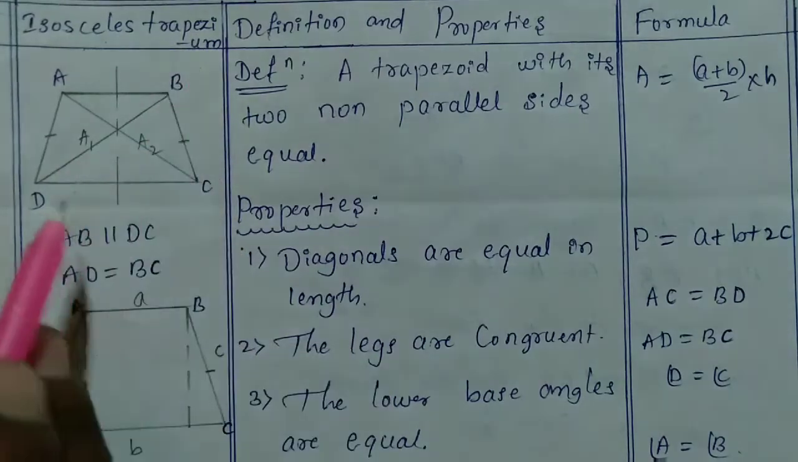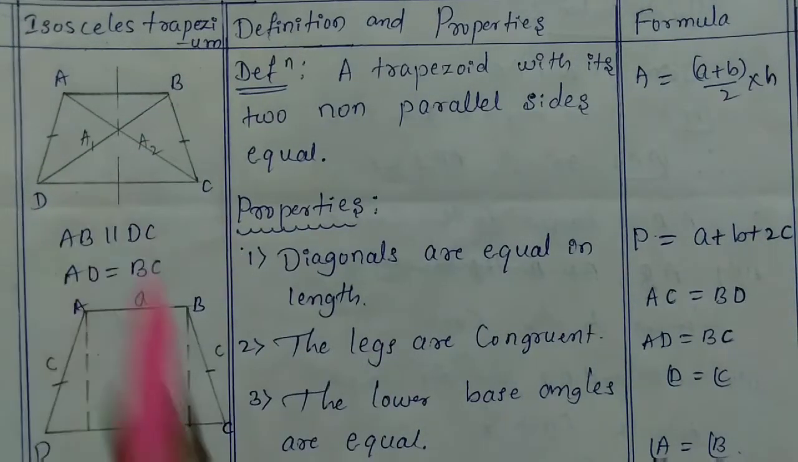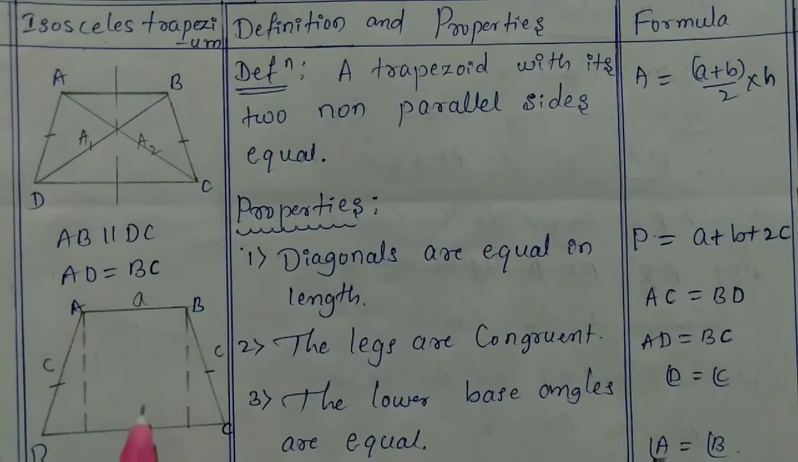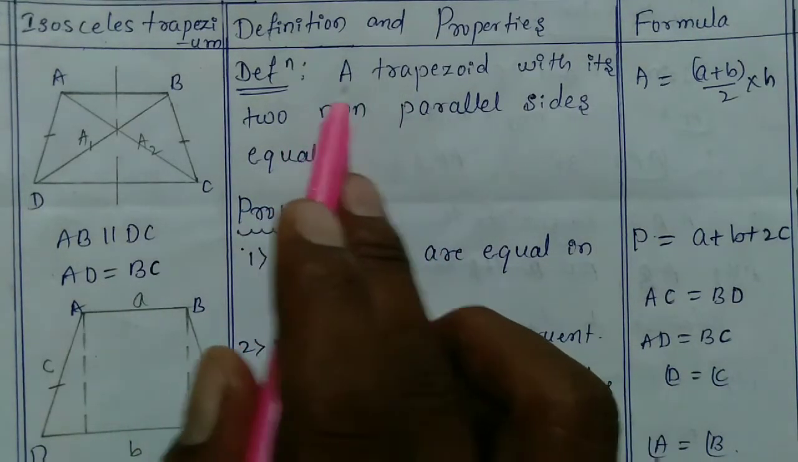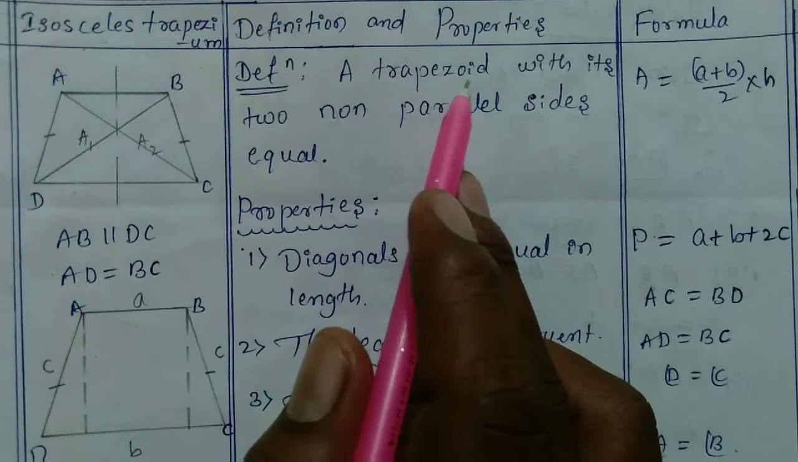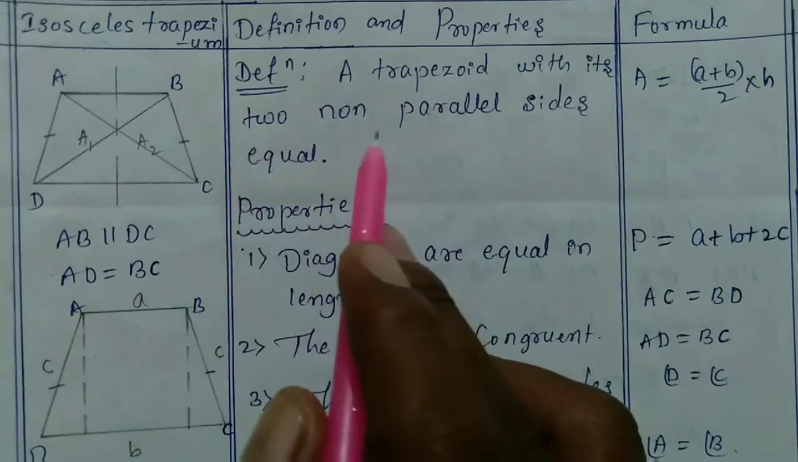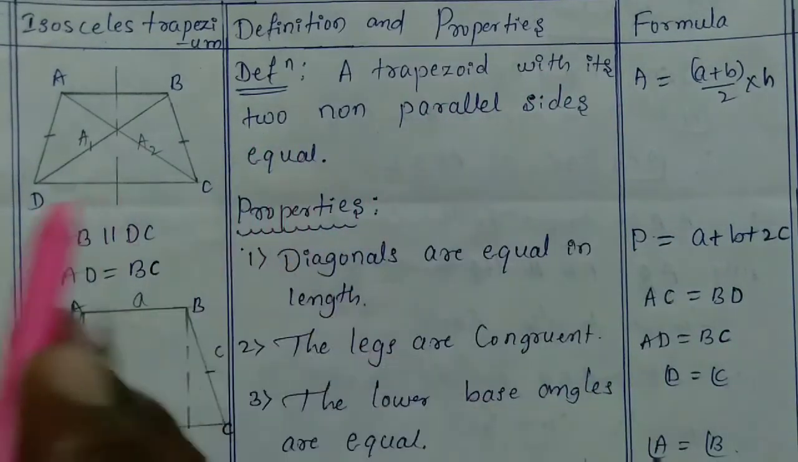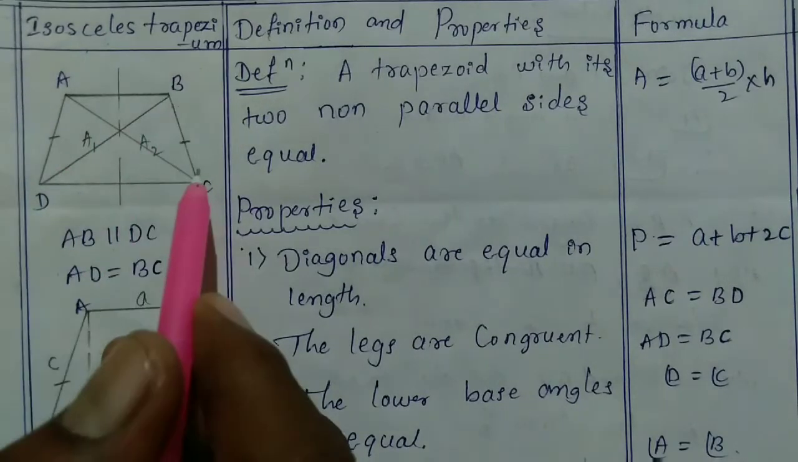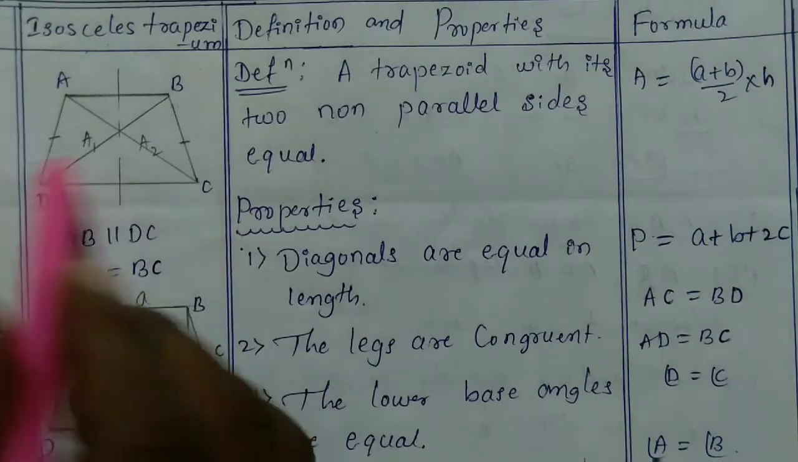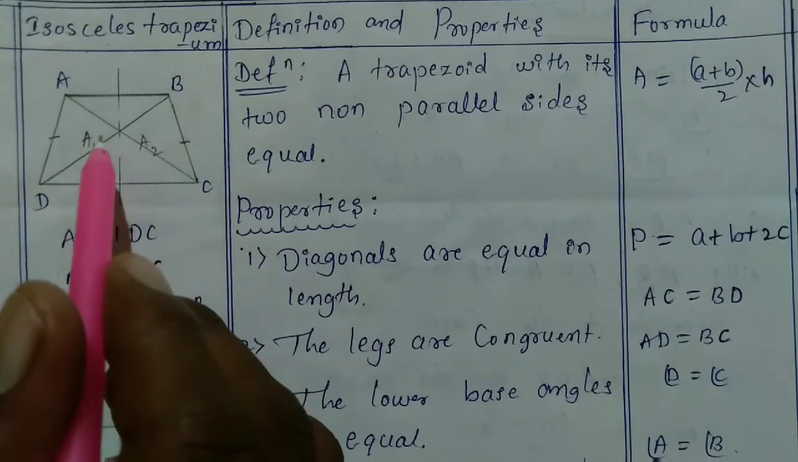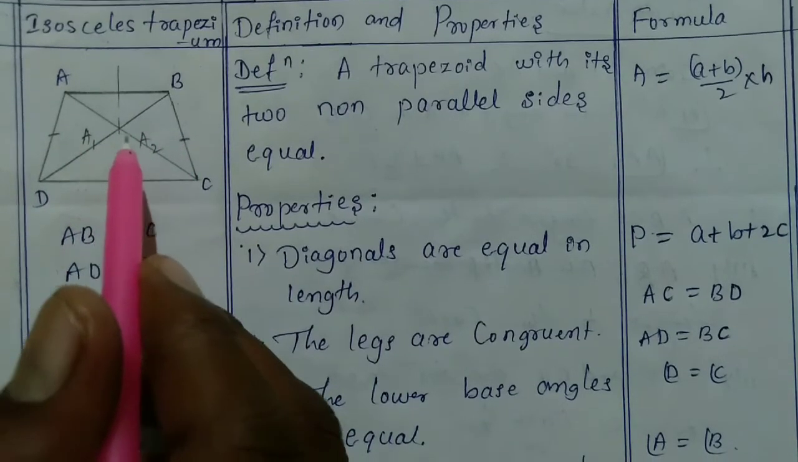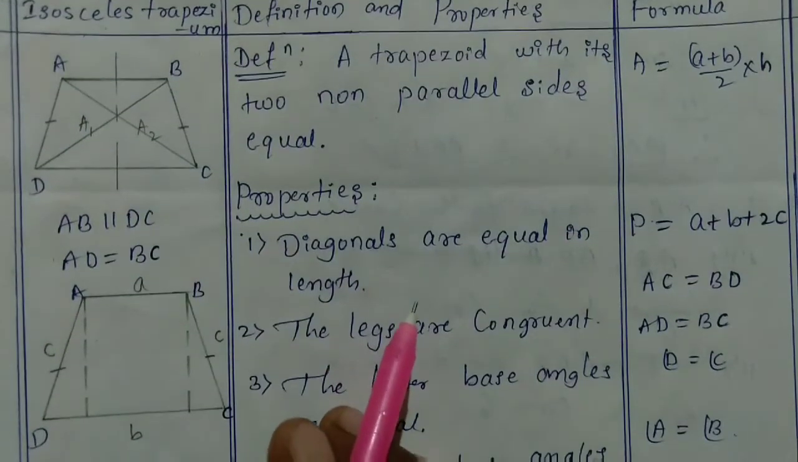Isosceles trapezium. This is the figure of an isosceles trapezium. This is also a figure of an isosceles trapezium. Next I will go to the definition. A trapezoid or a trapezium with its two non-parallel sides equal. So here AD and BC, these two are non-parallel sides. If these two are equal, then this is said to be an isosceles trapezium.